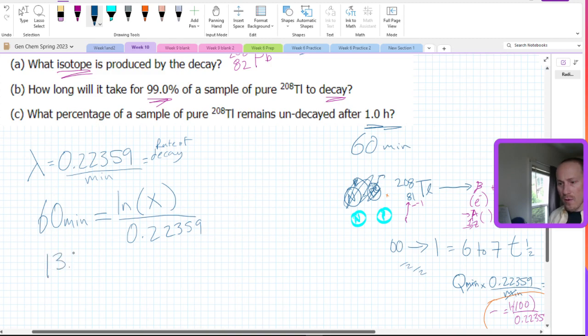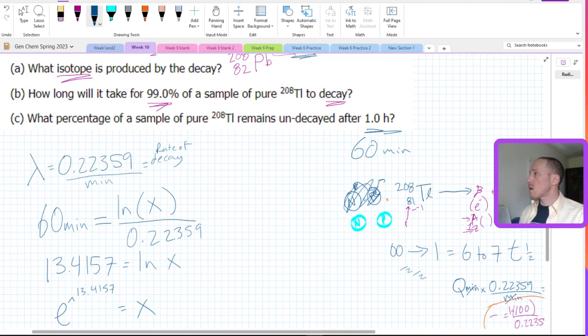So I'm going to multiply both sides by that denominator. That gives us 13.4157 equals the natural log of x. Now we're just going to e to the both sides. So e to the 13.4157 is going to equal x. So let's bust that out. e to the this. Here we go. Whoa.